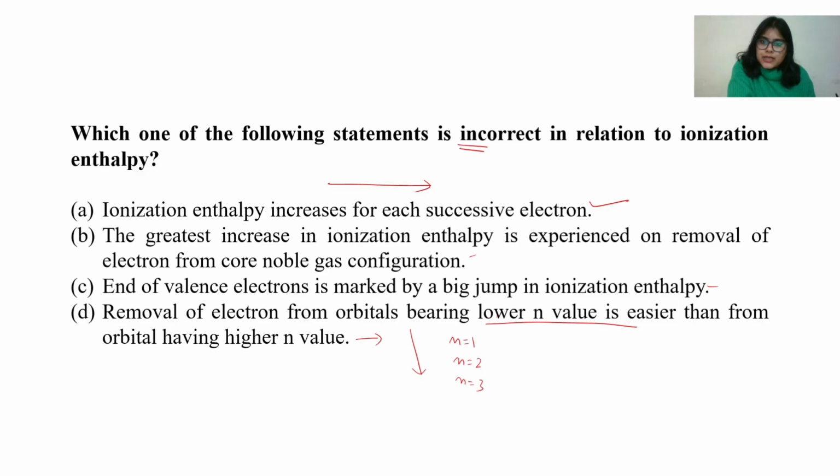The shell number is increasing. As the shell number increases, what happens? The distance between the nucleus and the valence electron increases. The Z effective felt, or the attraction of the nucleus felt by the outermost electron, will decrease, and therefore ionization enthalpy will decrease. So the statement is wrong, right? You have to basically identify the incorrect statement. So this is the answer.